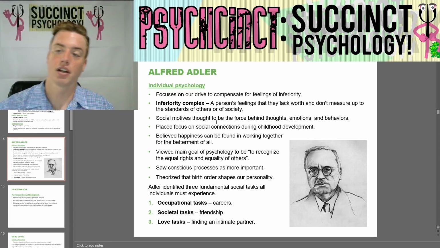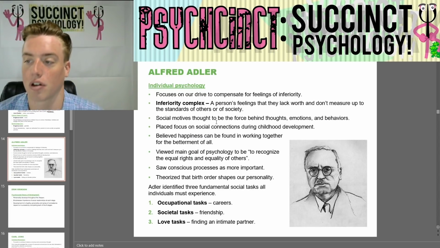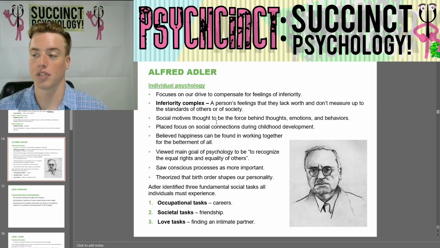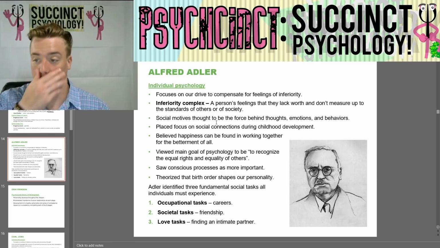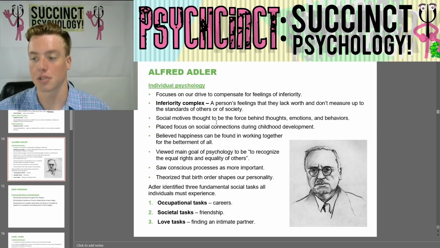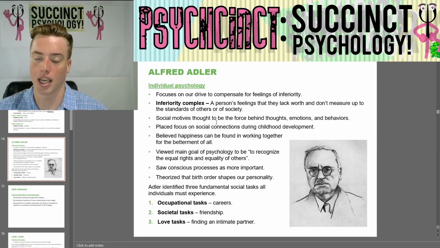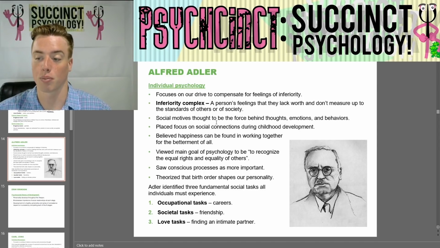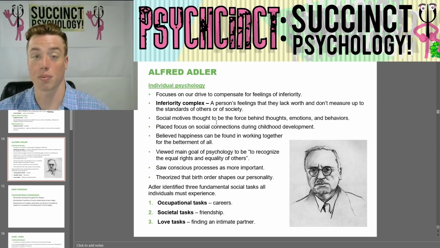Now, Alfred Adler, individual psychology, focuses on our drive to compensate for feelings of inferiority. Inferiority complex is a person's feelings that they lack worth and don't measure up to the standards of others or of society. So social motives are thought to be the force behind thoughts, emotions, and behaviors. It placed focus on social connections during childhood development, believed happiness can be found in working together for the betterment of all, and viewed the main goal of psychology to be to recognize the equal rights and equality of others, saw conscious processes as more important, and theorized that birth order shapes our personality.